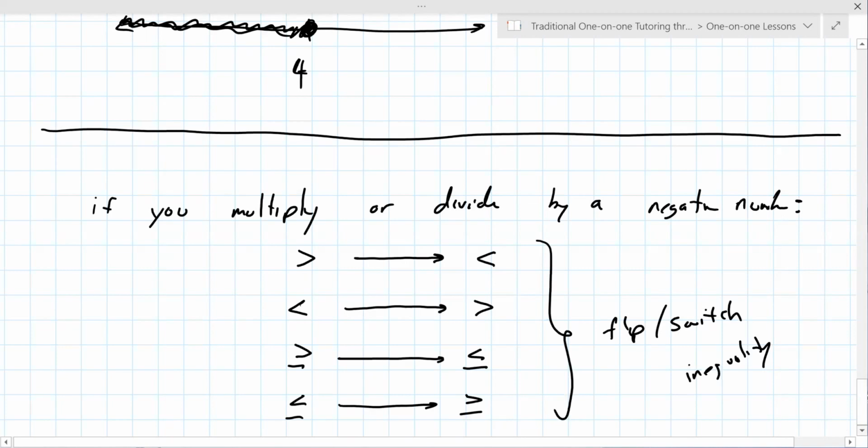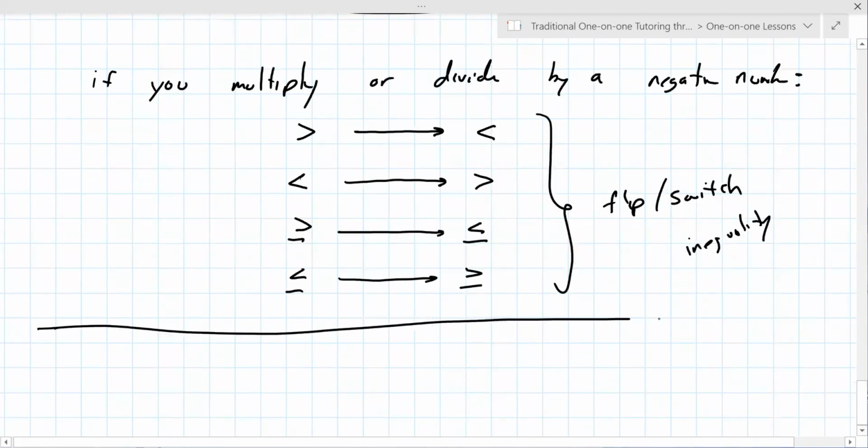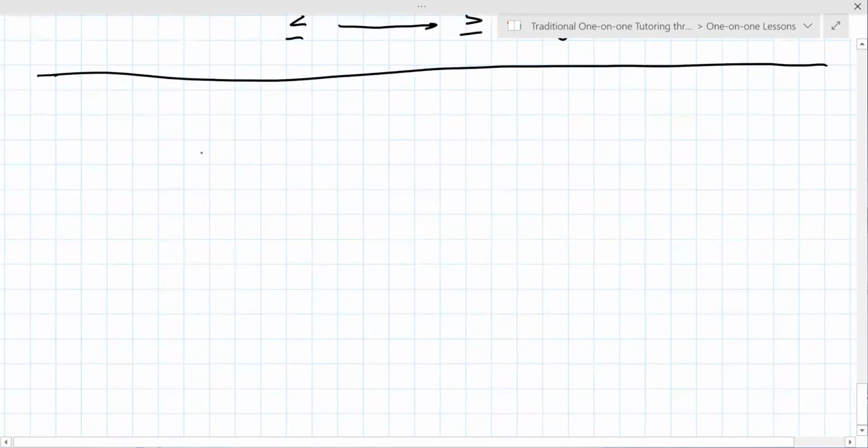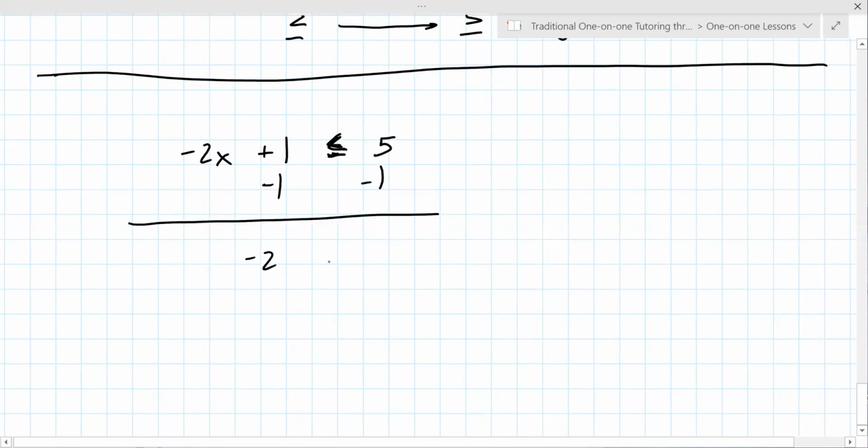Now an example, because it's like, okay, that's great, but how would I actually use this? So let's look at an example. Negative 2x plus 1 less than or equal to 5. So we're going to subtract 1. That gives negative 2x less than or equal to 4. Then x greater than or equal to 2. Well, it's negative 2, because now you switch this because you're dividing by a negative, and then it's negative 2 there.